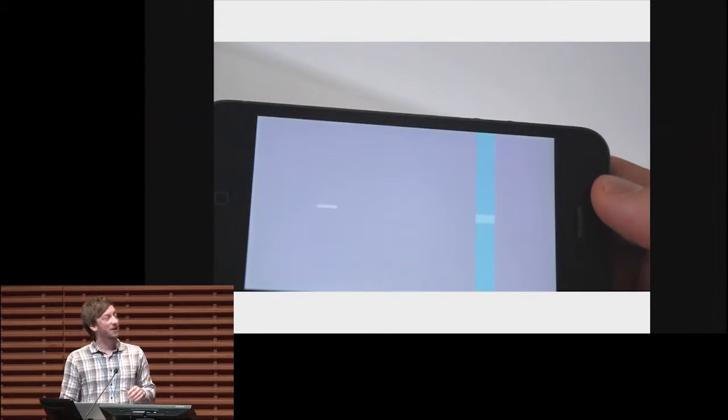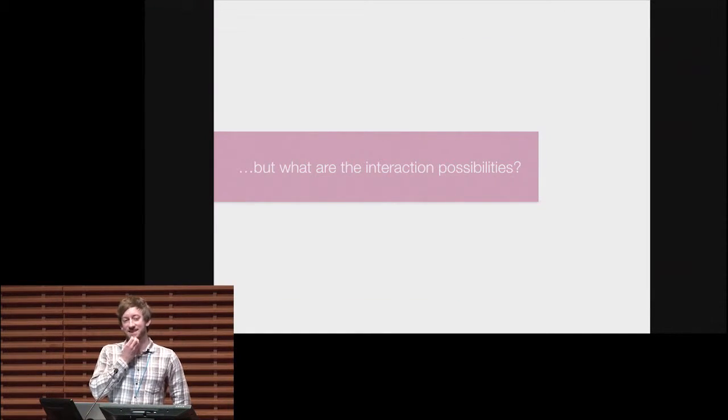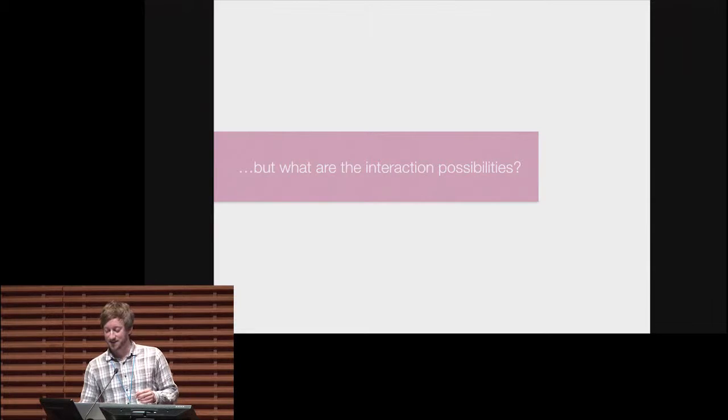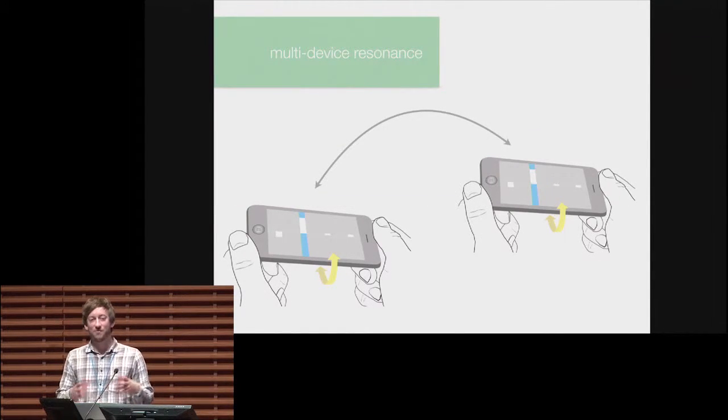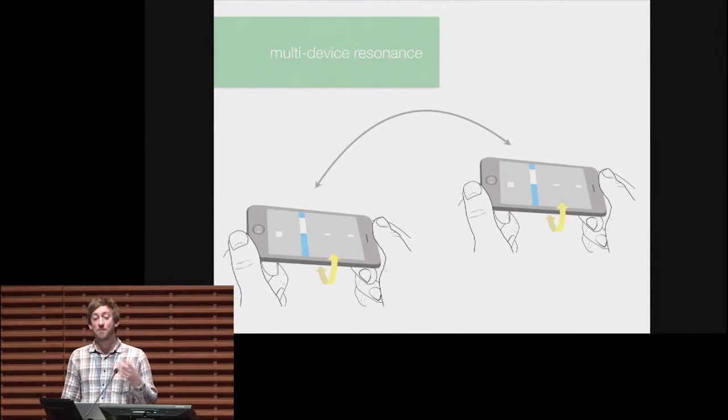I recommend you look at the paper for the full details on that. I won't go into it, because I'm going to go on to the interaction possibilities. This is, I feel, the more interesting thing with this than the basic data. So what can you do with a resonant device? Firstly, one thing we're looking into is multi-device resonance.